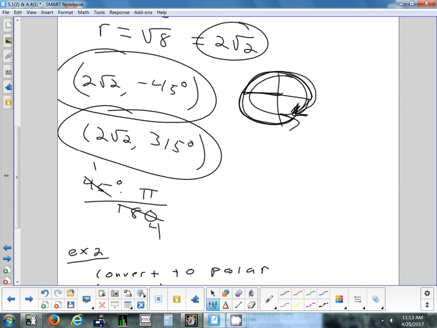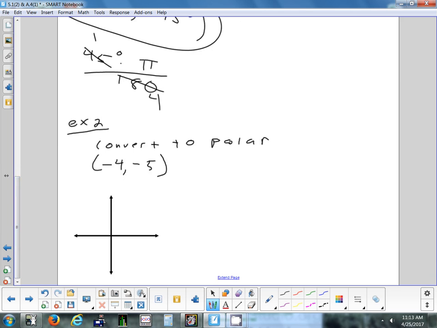If, as we go through it, anybody has a question on degrees to radians, just let me know. But I don't plan on doing each problem twice like that. So, all right, let's look at this one. Convert to polar.